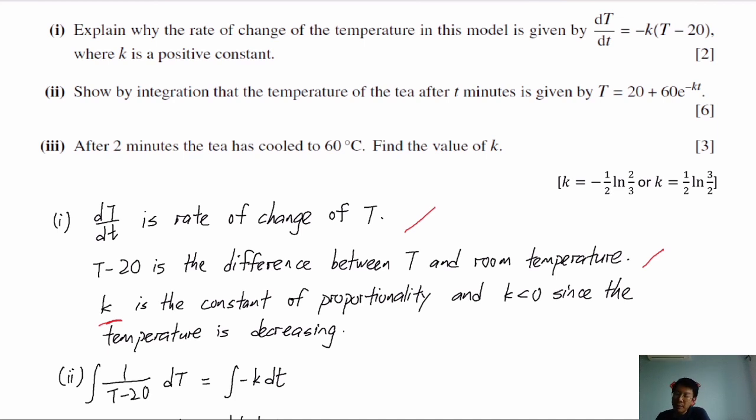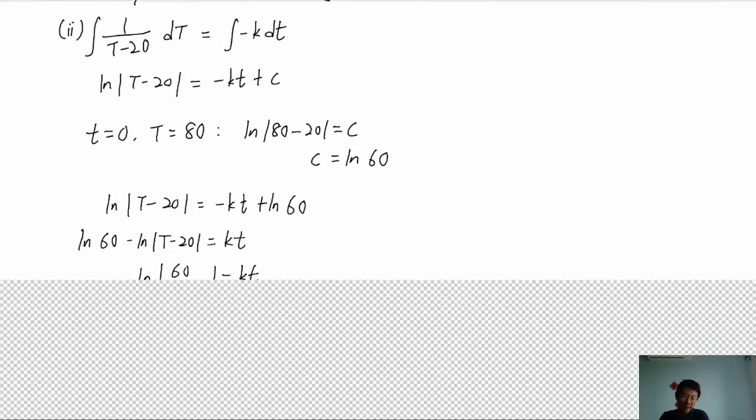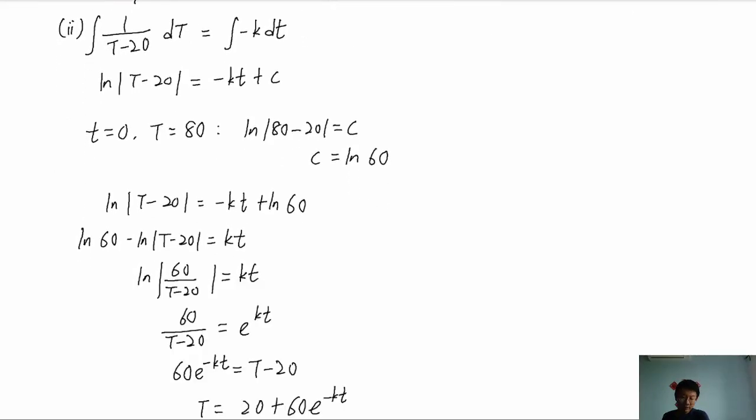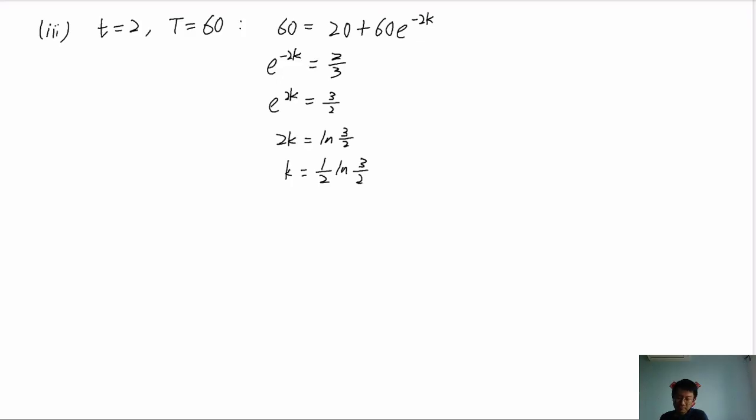For the second part and the third part, the second part is already given, so I won't go through that one. For part 3, find the value of k. You can refer to the value of k here. I'll just show the working for you so that you can have a look at it. This is for part 2 and this is for part 3.